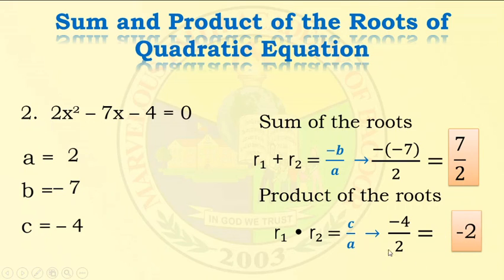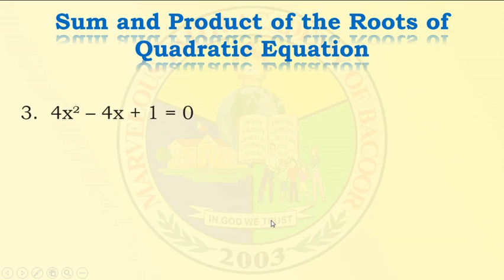Okay, so bakit negative? Kasi nag-divide tayo ng unlike sign. Kapag nagdi-divide kayo ng unlike sign, always na negative ang magiging sagot. Okay, so that is negative 2. For the sum of roots, we have 7 over 2, and for the product of the roots, we have negative 2. Okay? Next, for example, number 3, 4x squared minus 4x plus 1 equals to 0.